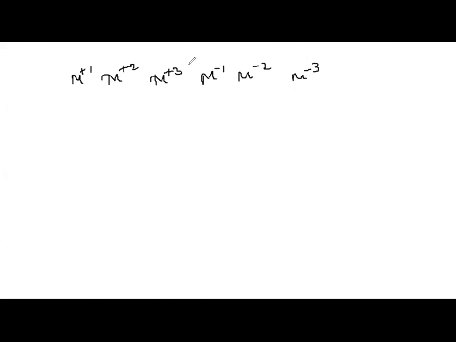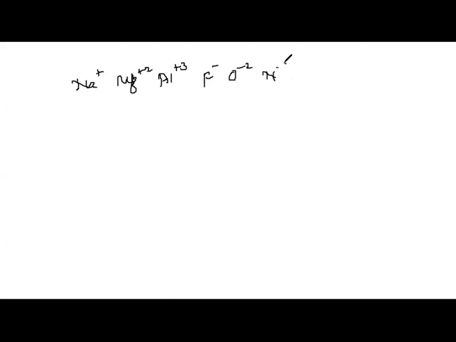Let me consider these ions only: Na plus, Mg plus 2, and Al plus 3. Aluminium has atomic number 13, so 13 electrons, and plus 3 means loss of 3 electrons, so it will have 10 electrons only. Then I have F minus, O minus 2, then N minus 3. Correct? All of them have 10 electrons. Therefore, they are called isoelectronic species.